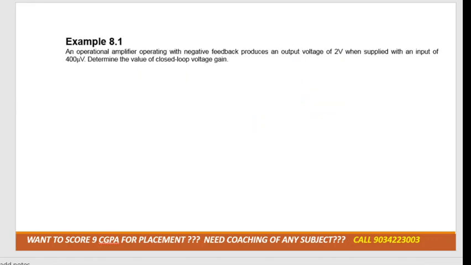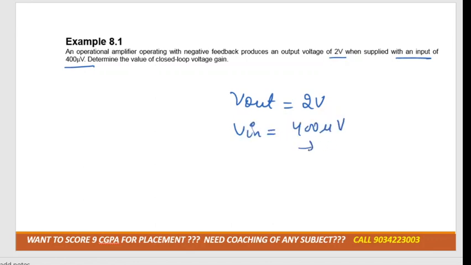In this, they said the output voltage, V output, is 2 volt, and then they said the input voltage, V in, is 400 microvolt. Micro means 400 into 10 raised to power minus 6. Calculate the value of closed loop voltage gain. So that is A, represented by A CL for the closed loop.